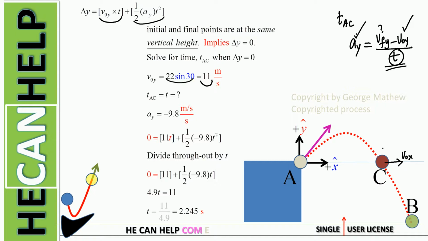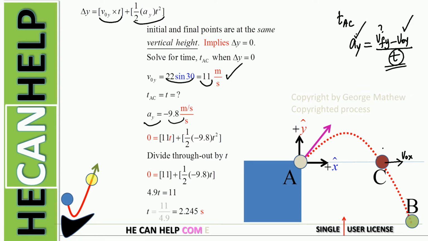22 sine 30, and that is 11 meters per second. Time is the time to go from A to C. We don't know that. What is the acceleration along the vertical? It is negative 9.8 meters per second squared. What is change in y as you go from A to C? Change in y as you go from A to C is 0 because points A and C are at the same vertical height.